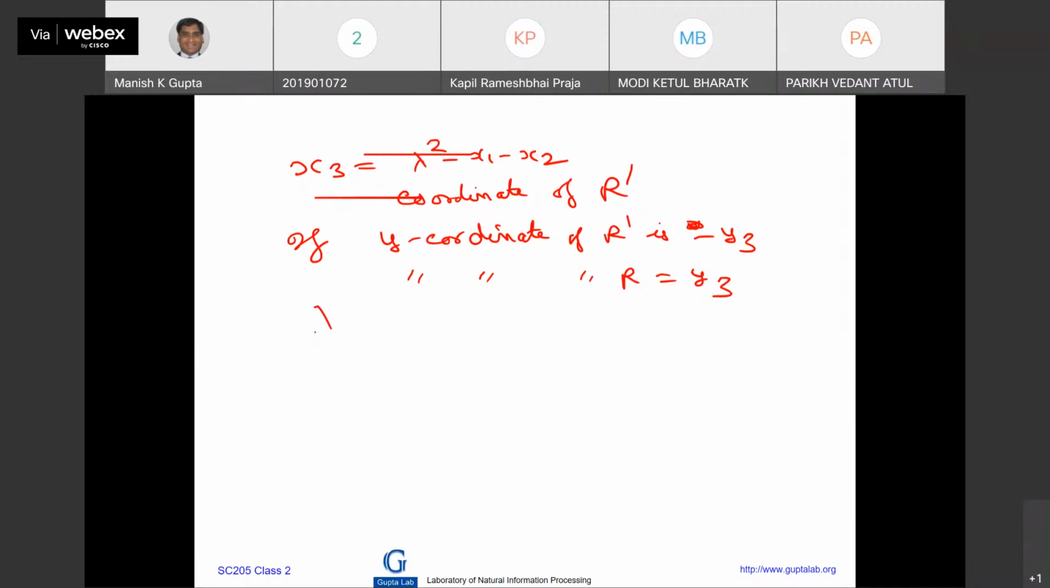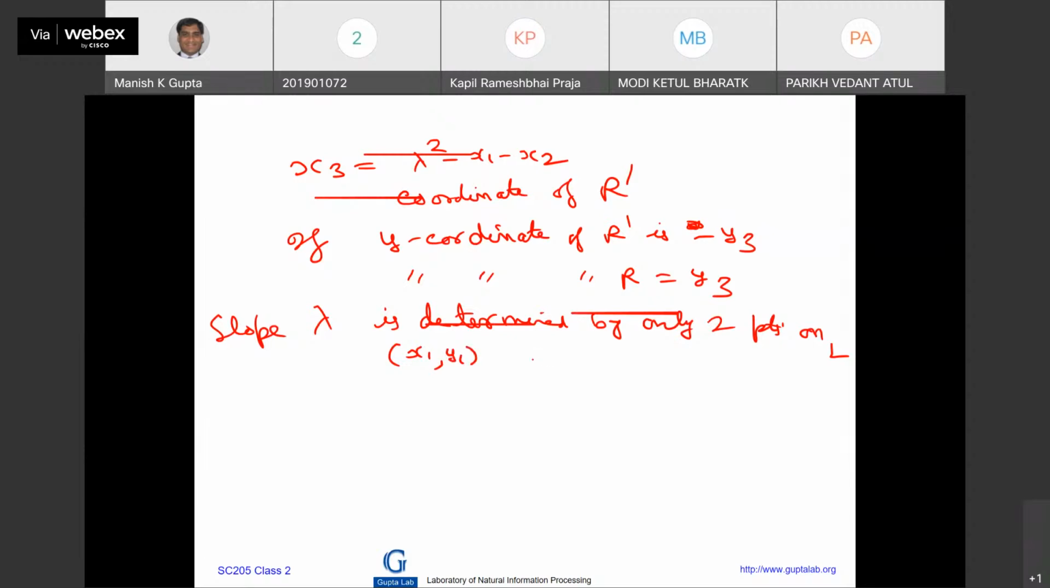Now the slope lambda is determined by only 2 points on L. So if we take a point x1 comma y1 and the other point x3 comma minus y3, then lambda is nothing but minus y3 minus y1 divided by x3 minus x1. Therefore, from here I can find out what y3 is.